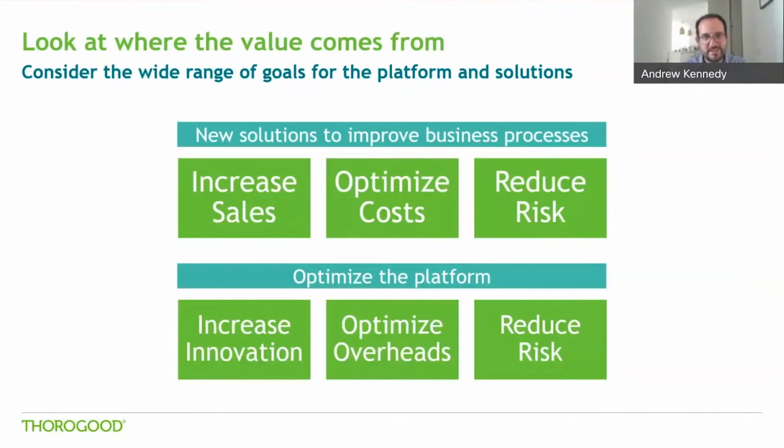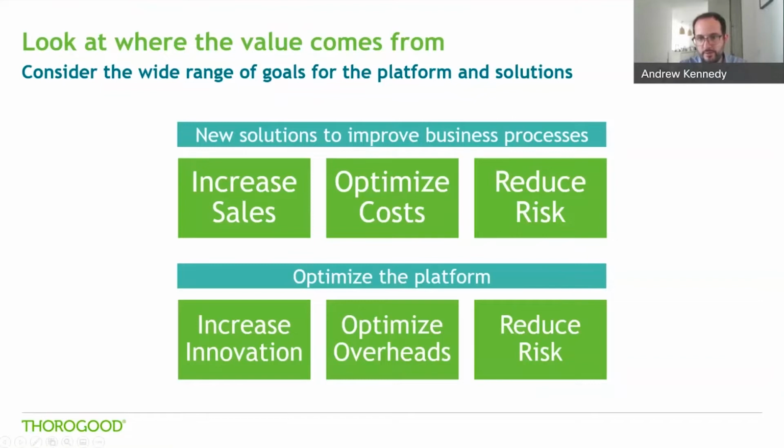And when we improve the business processes, we expect that to either increase sales, optimize costs, or reduce risk. And typically, most of the applications that we build fall into at least one of those 3 categories. On top of bringing improvements for the business, there's the opportunity to optimize the platform as well. And that can happen through increasing innovation, so we more quickly build the solutions for those business processes and deliver more value faster. We can optimize overheads by reducing our technical costs, or we can reduce risk by designing a platform that's more robust. So there are various different aspects that we need to think about in our platform, both to deliver new value for the business and also to optimize the platform as we're designing it.